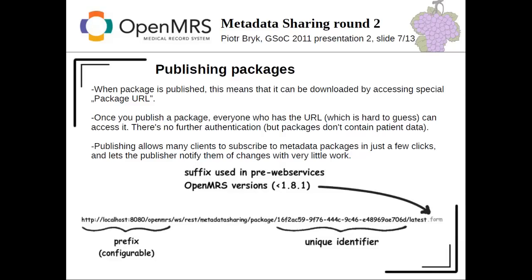I've got here an image showing a sample package URL. It consists of a prefix, which is different for each installation and is configurable. There is a web services part and a unique identifier. You also need to use a suffix in pre-web services OpenMRS versions.